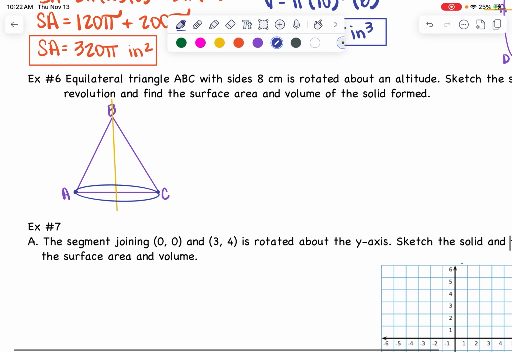Now, what we need to figure out is all the information about this cone. I'm going to find everything because it does want us to find surface area and volume, so you're going to have to find every single piece of this cone. We already know the sides are 8. Now, of course, I'm going to highlight, because I like to highlight: every cone and pyramid has a right triangle inside of it. So here's my right triangle.